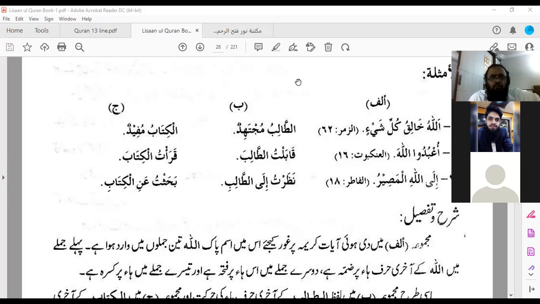Means in front of you there is the phrase Allahu khaliqu kulli shay. Can you identify what identification mark is over there? Sister?